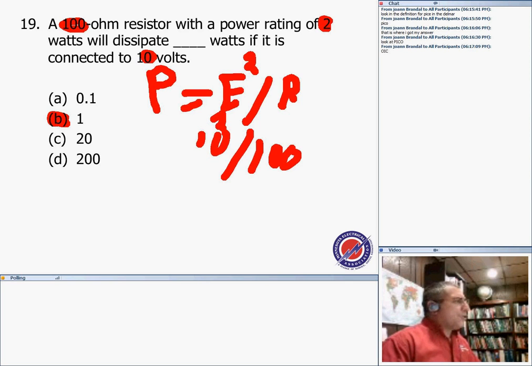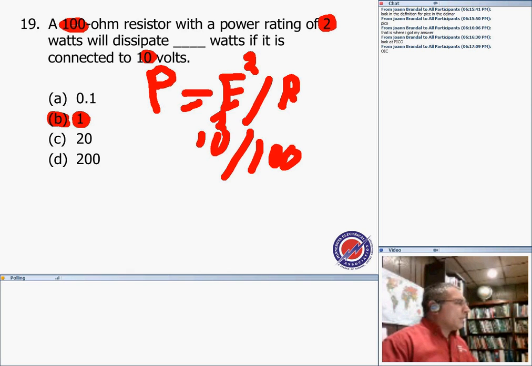Based on this, if this resistor is rated for 2 watts and I'm burning it at 1 watt, do you think this resistor will burn? I mean, this resistor will function, right? Of course. But if I increase the voltage to the point where it's dissipating 3 watts, then you're going to burn this resistor.